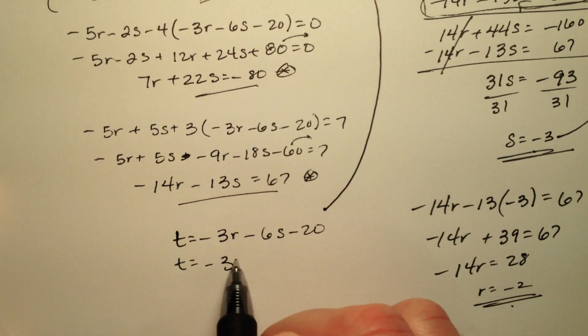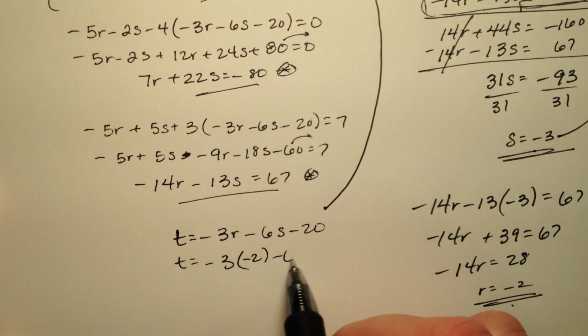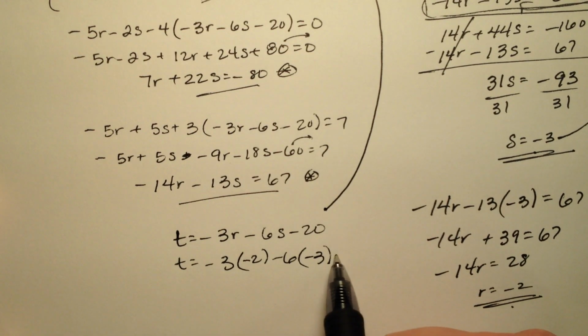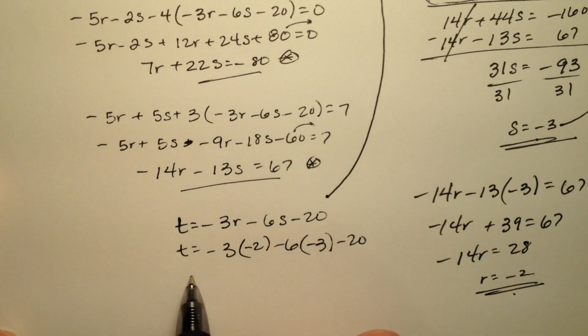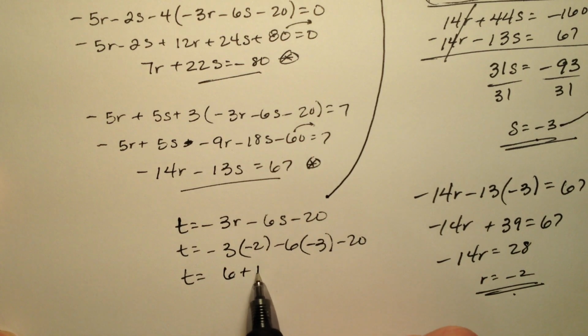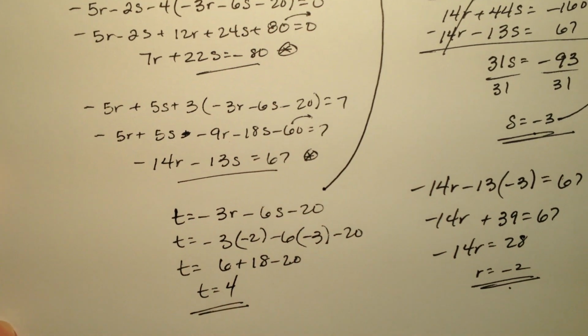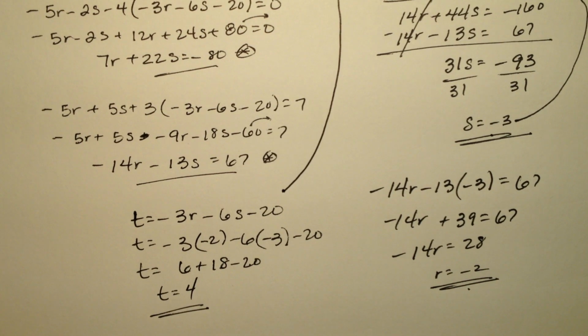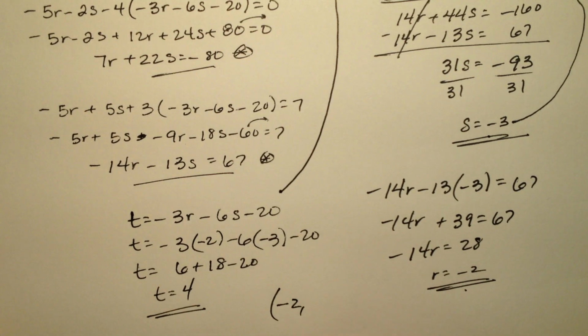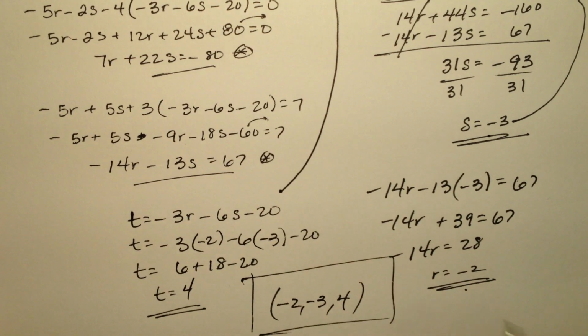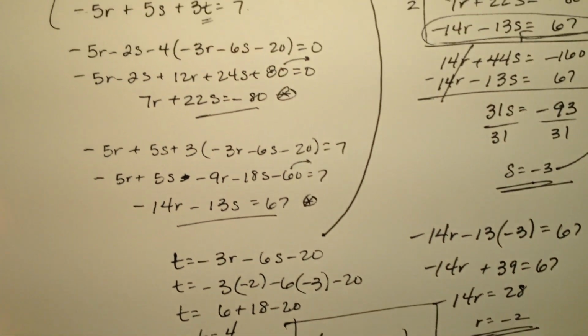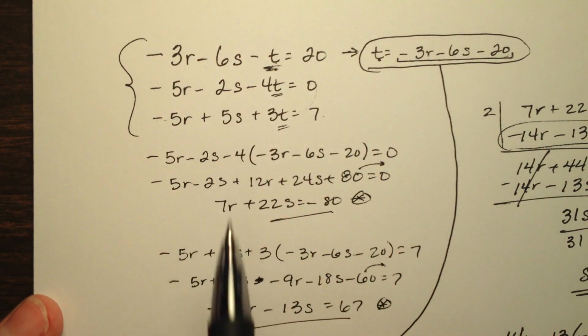So t equals negative 3 times my r value, negative 2, minus 6 times my s value, negative 3, and then minus 20. So t equals 6 plus 18 minus 20. So 6 and 18 make 24, minus 20 is 4. So I'm going to write my ordered triplet in alphabetical order, r, s, t. So r was negative 2, s was negative 3, and t was 4. And this ordered triplet represents the solution to this system of linear equations.